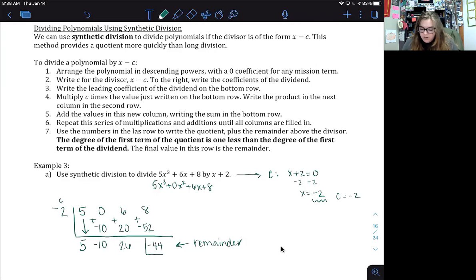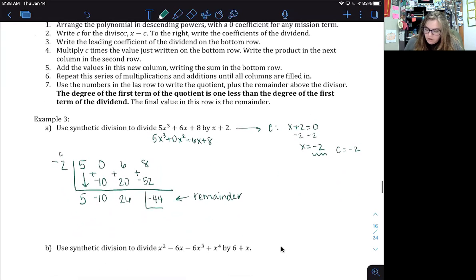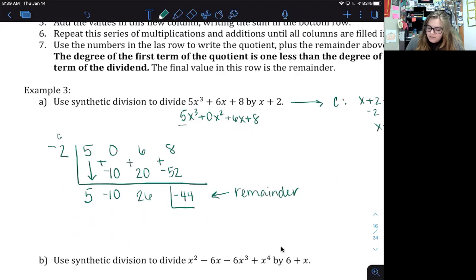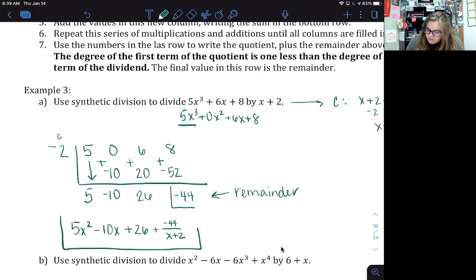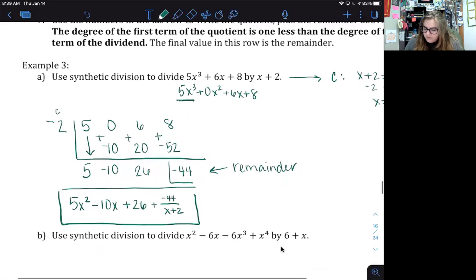So now we need to write our answer. We're always going to rewrite this. We go from 5x cubed and drop it down a degree. So this becomes 5x squared minus 10x plus 26. And then we have our remainder, so plus -44. And then what did we divide by? x plus 2. And there is your quotient. Okay, all right, so let's look at the next one.